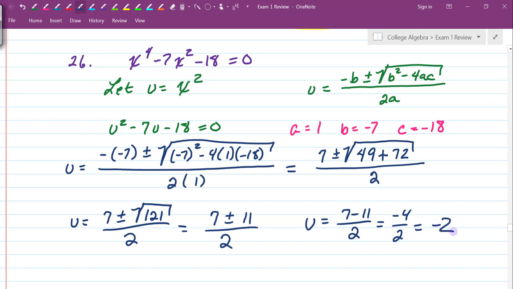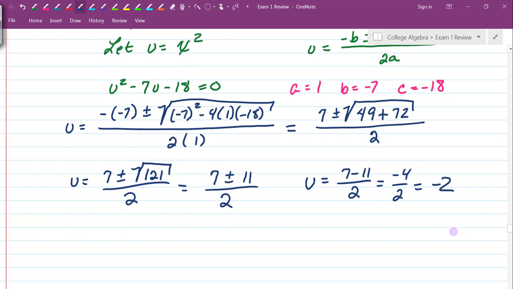Now on the other end over here, we end up with u is equal to 7 plus 11 divided by 2. So 7 plus 11 is going to give me 18, and 18 divided by 2 is 9. So I have u is equal to negative 2 and u is equal to 9. So next I need to solve for x, because all I have done is solve for u.